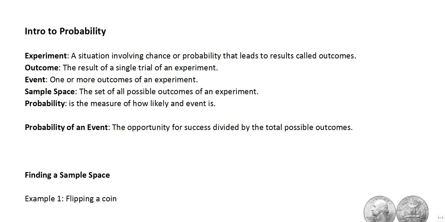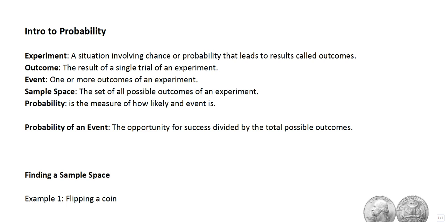So we're just going to start out with a little bit of vocabulary, and then we're going to talk about a couple of things today, and then we'll have to continue some other time. So an experiment is a situation involving chance or probability leading to results, which are called outcomes. And you probably are already familiar with a lot of this. It's flipping coins, rolling dice, spinning a spinner, grabbing colored marbles out of a bag. There's all sorts of different experiments we can have. An outcome is the result of one trial or an event, which is one or more outcomes.